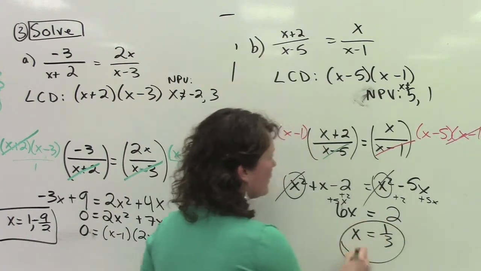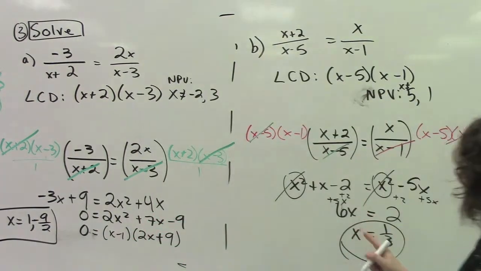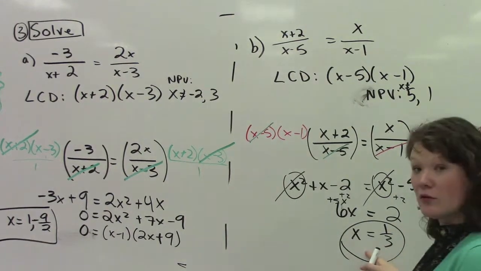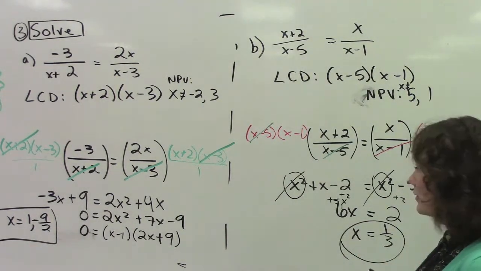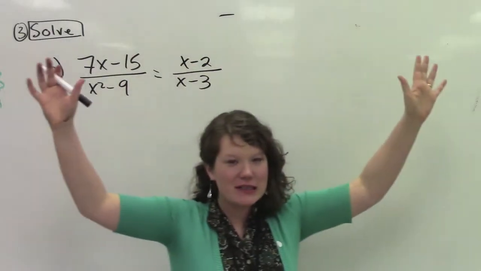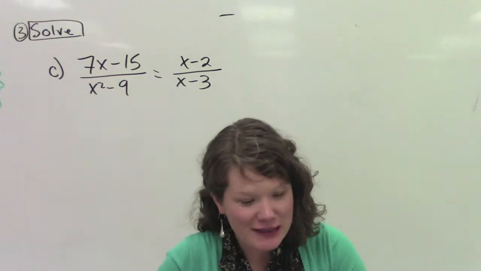Now we're taking a look at our non-permissible values. We know that x cannot equal 5 or 1. That does not conflict at all with the value we found for x. So we're good.